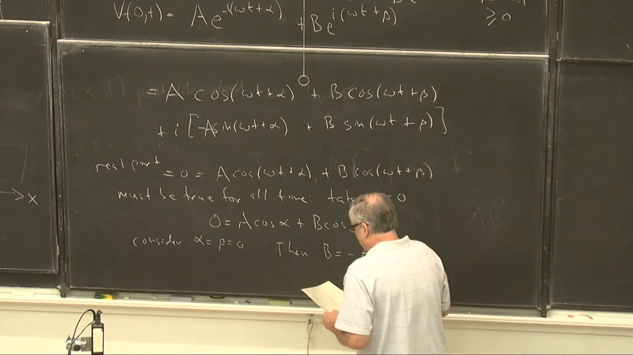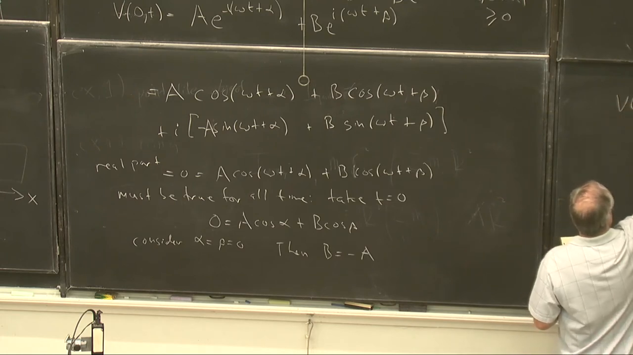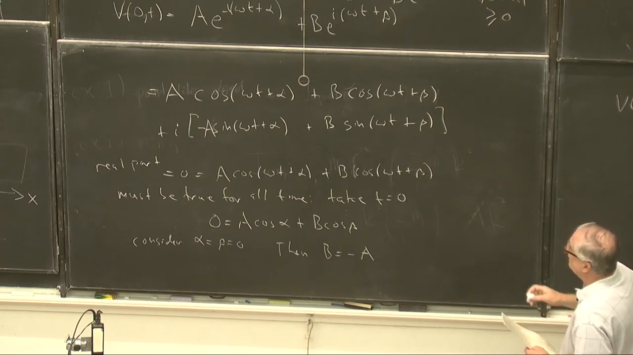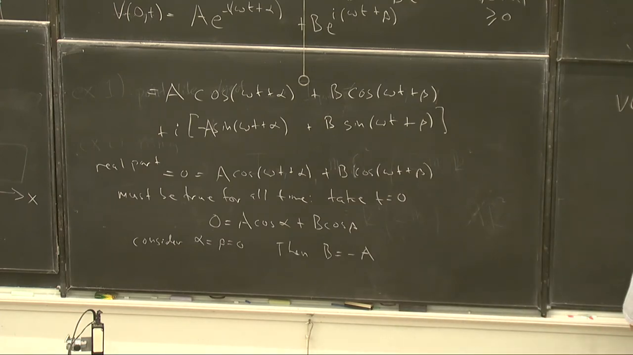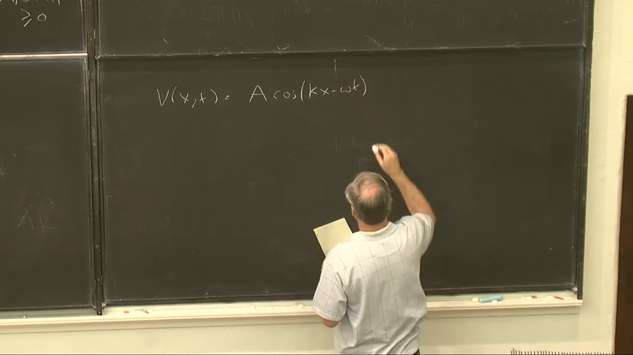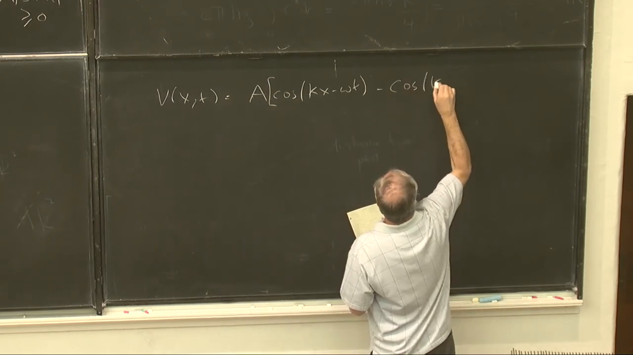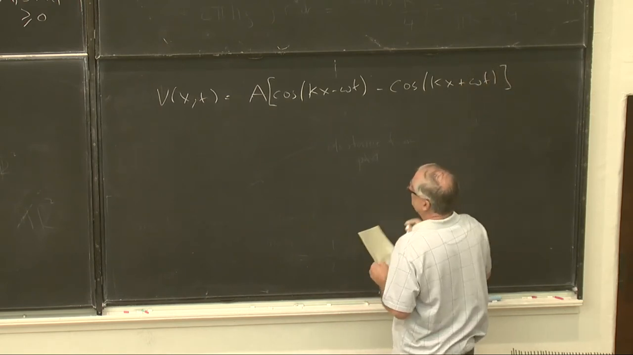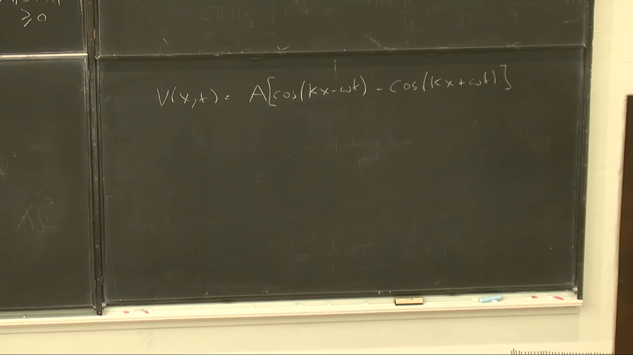Okay, so we're going to do that. And so then what are we left with? We're left with v of x and t. So v of x and t was somewhere way up there. And we just have the real part is a cosine kx minus omega t from my right going piece, minus b is equal to minus a, so I'll take the a outside, minus cosine kx plus omega t. So the way I've done things here, this is an equal superposition of a left wave and a right wave. And we've got them to cancel out at x equals 0.